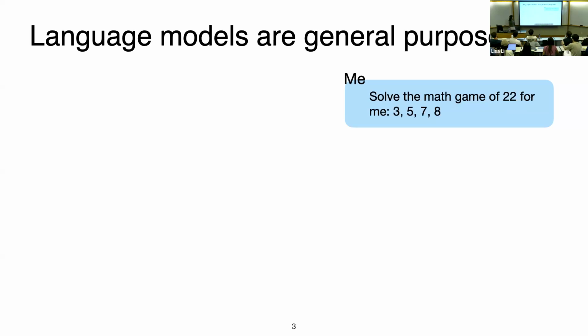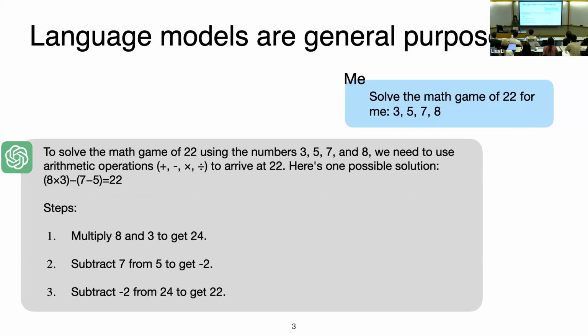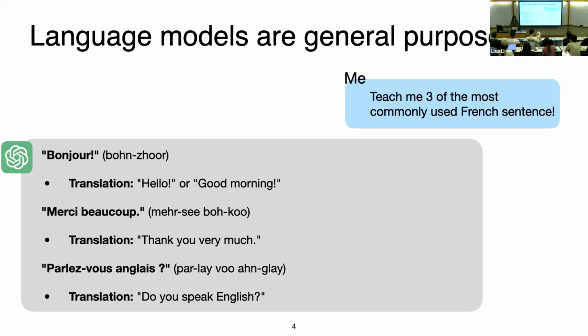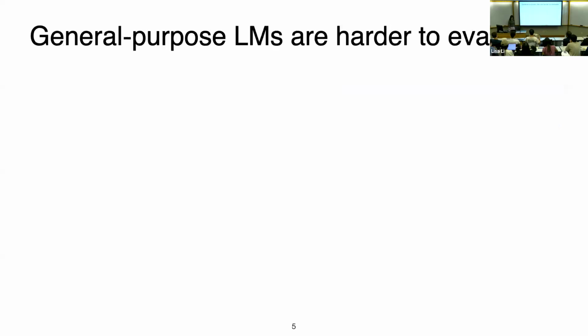I can also ask it to play a game of 22 with me. Basically, given 4 numbers, it's trying to form the number 22 out of this. And ChatGPT is able to give me a completion with some explanations. Last but not least, I can ask ChatGPT to function as a language tutor, and it can teach me some French. So while having a general purpose language model is really empowering and helpful, it is exactly because they are general purpose that makes evaluation really challenging.